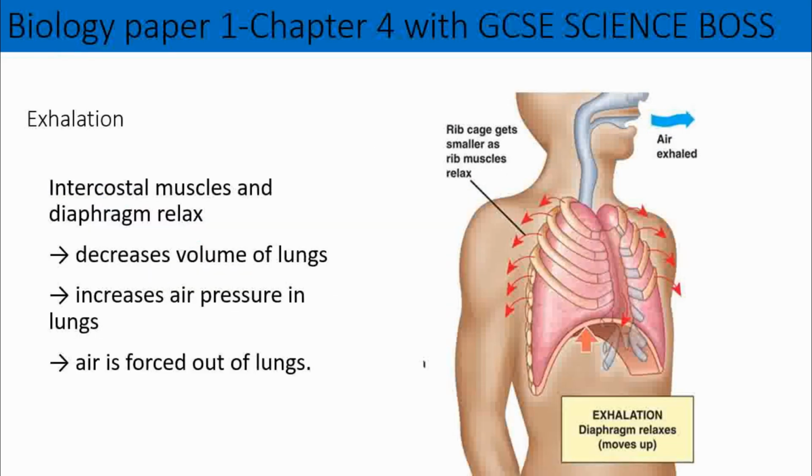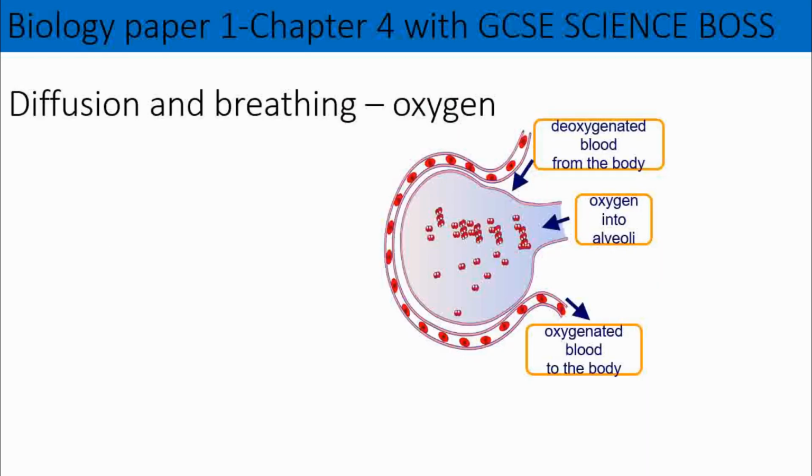As it relates to exhaling, this would be the opposite. So your intercostal muscles and your diaphragm are going to relax. So your rib cage is going to move down and in. And when it moves down and in, your diaphragm relaxes, and when it relaxes, it moves up, which means that your volume is going to get smaller, the air pressure increases, and air is pushed out. Okay, very important that you know what's happening there.